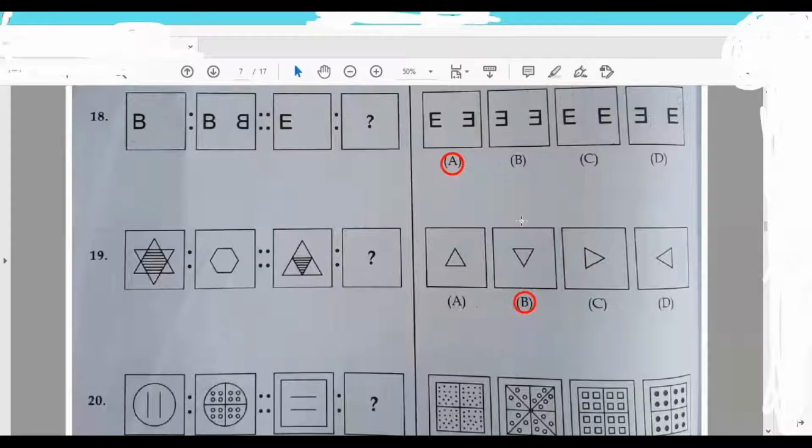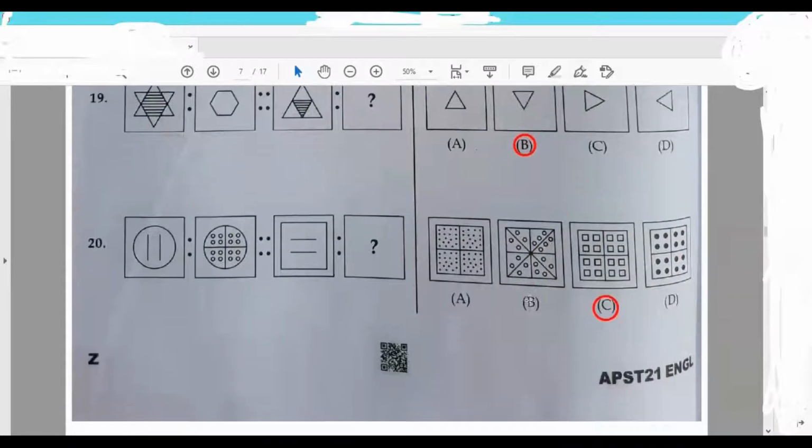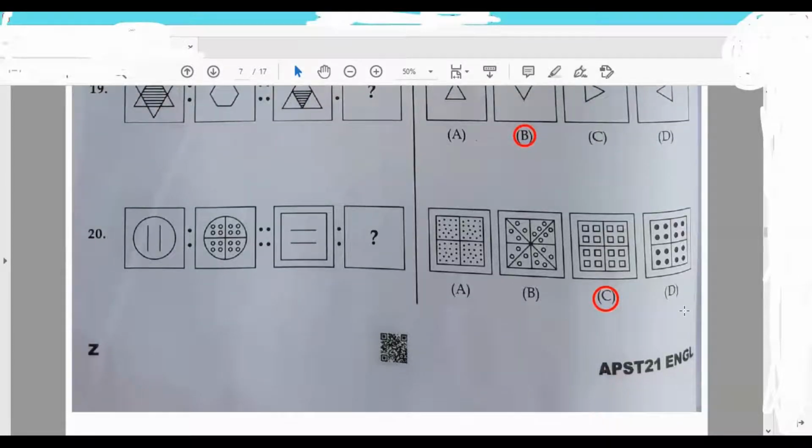How is it B? Let me tell you, this is the inside figure. This inside figure is coming here. Now this inside figure will be an upside down triangle. For 19th, the correct answer is B. For 20th, the correct answer is C. How? You can see these are 2 lines which divide it into 4 like this, and inside, the circles are filled. So it will also be divided into 4 and inside, squares will be filled. So the correct answer for 20th is C.